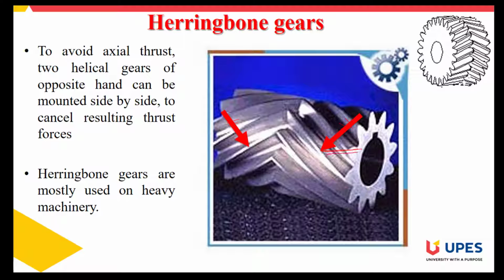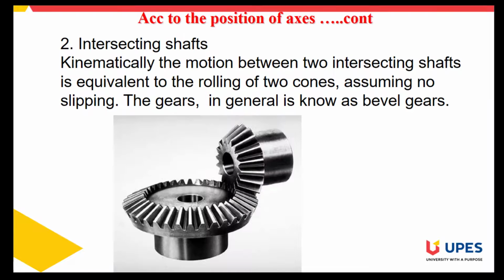So this arrow is basically showing the direction of axial thrust, and in this case the direction of axial thrust is like this. So these two axial thrusts, this one and this one, mutually get cancelled out. Therefore it is herringbone gears. Here you can avoid this thing.